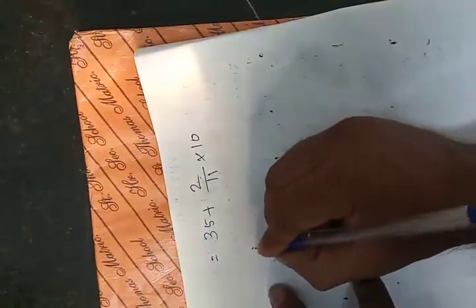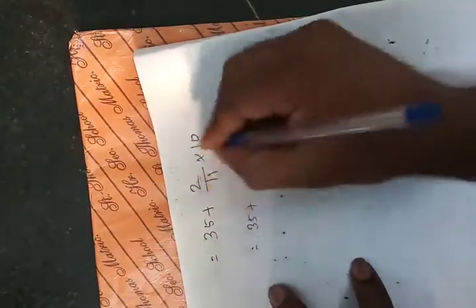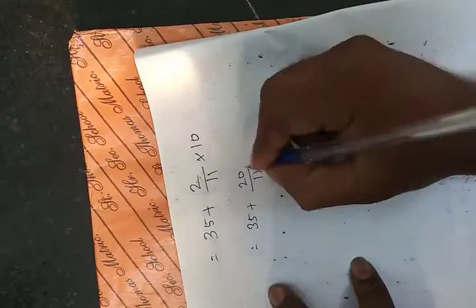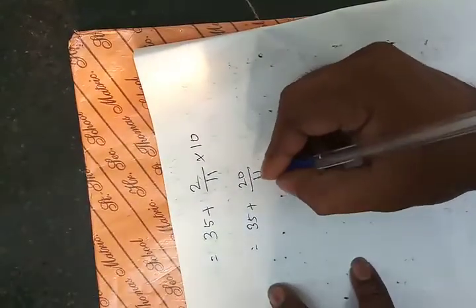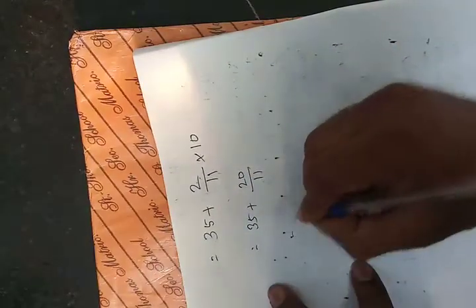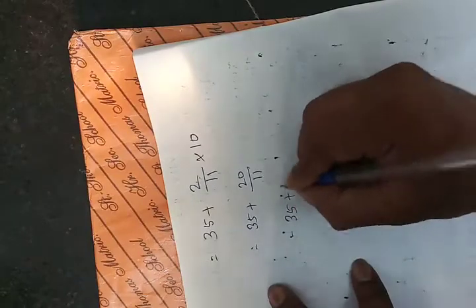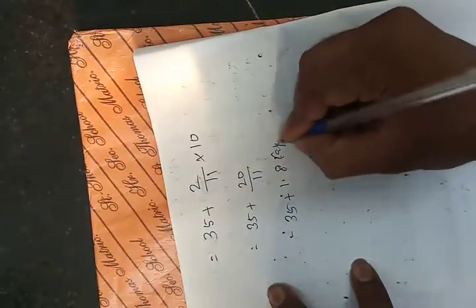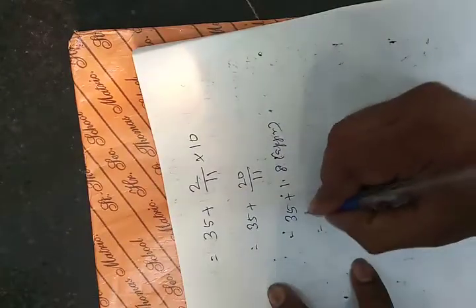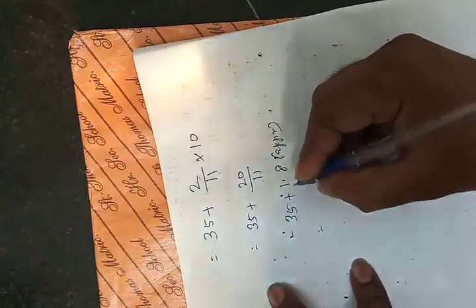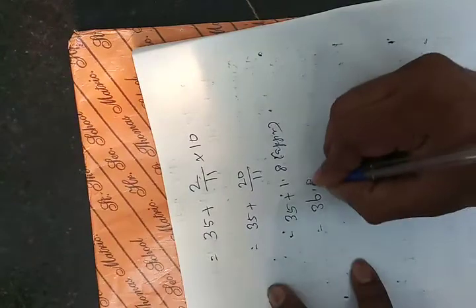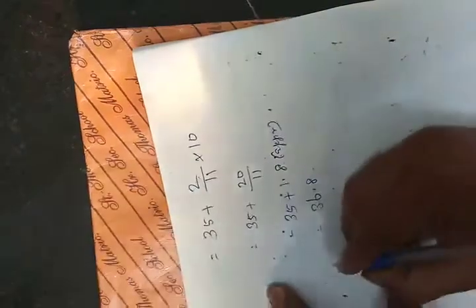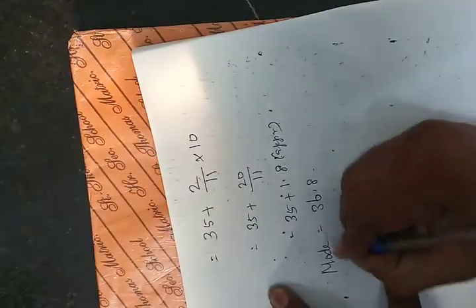Simplification means, then here, 35 plus how much? 20 divided by 11. After that you do cross multiplication or simplification. Then we get 35 plus 1.8, approximately. So 35 plus 1.8 means we get 36.8. So this value is called the mode of the given sum.